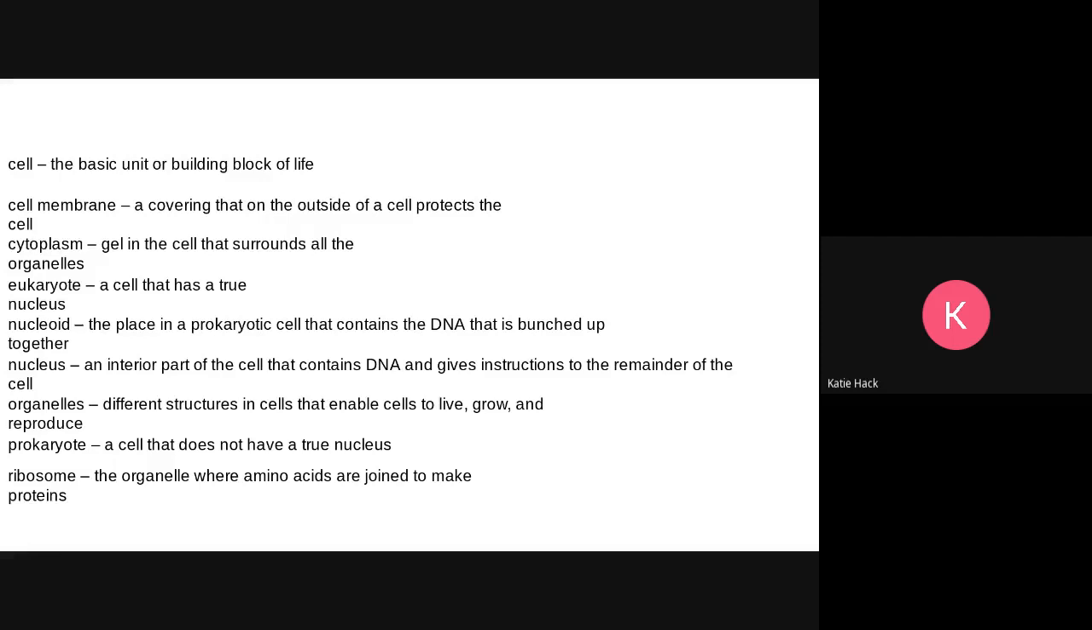Eukaryote means a cell that has a true nucleus. Nucleoid is the place in a prokaryotic cell that contains the DNA and it's all bunched up together. Nucleus is the interior part of the cell that has the hereditary information or DNA. Then organelles are different structures inside the cell. Prokaryote is a cell that does not have a true nucleus. And a ribosome is where amino acids are joined to make proteins. So those are just some of the words. Hopefully when we get to them, you'll remember them so that they're not so unfamiliar.